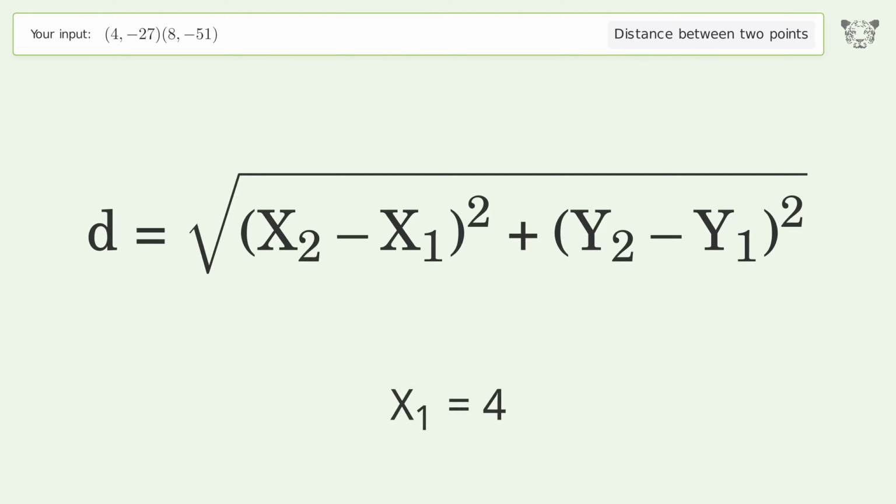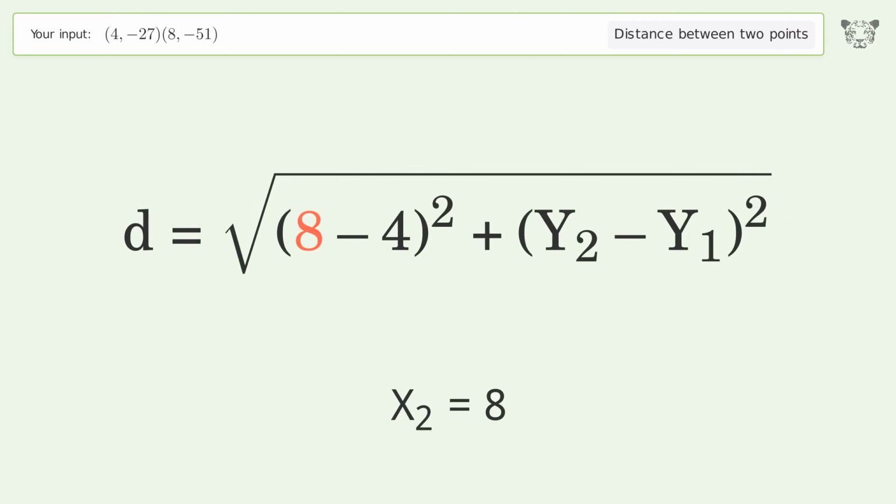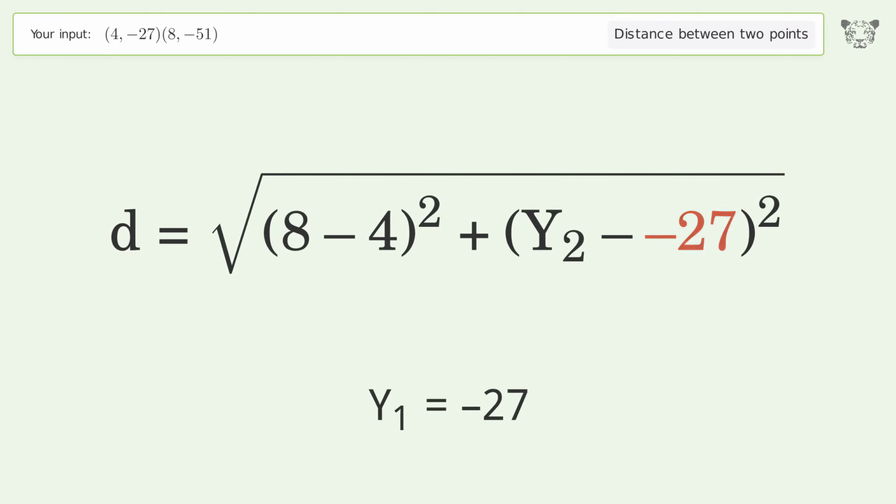x1 equals 4. x2 equals 8. y1 equals -27. y2 equals -51.